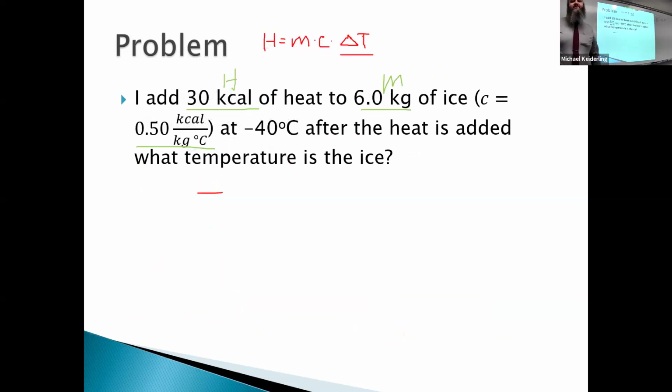So if I add 30 kilocalories of heat to 6 kilograms of ice, with a heat capacity of 0.5 kilocalories per kilogram degree Celsius, at minus 40 degrees Celsius, after the heat is added, what temperature is the ice? So here, we're going to find delta T, given that 30 kilocalories of heat for 6 kilograms of ice, and then we'll add it to our starting temperature to find our final temperature. Give you a little while to work this out.